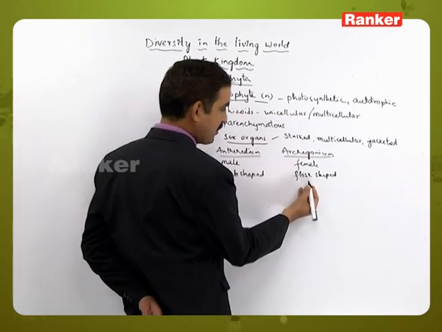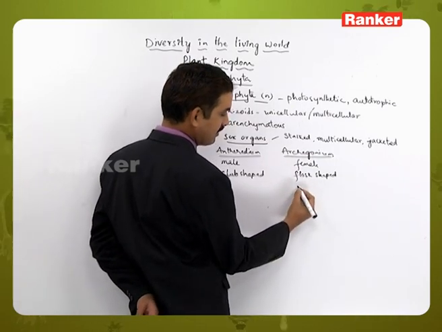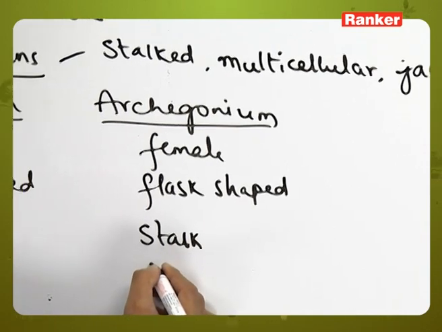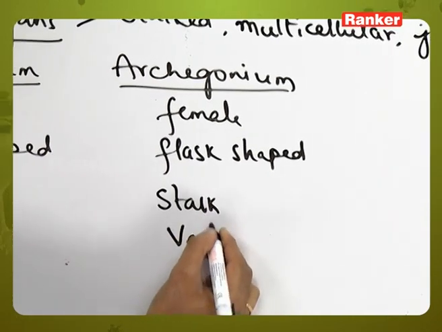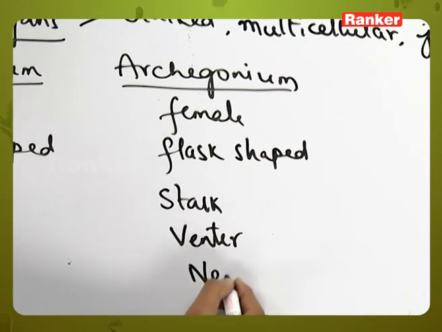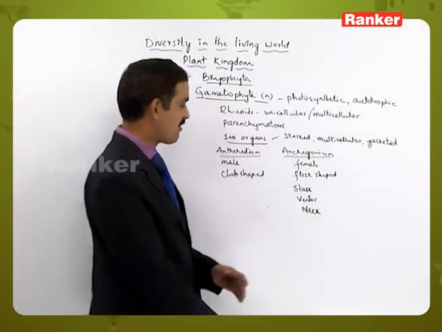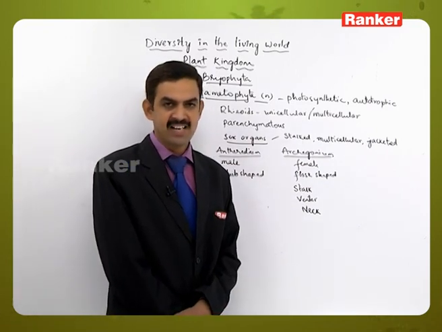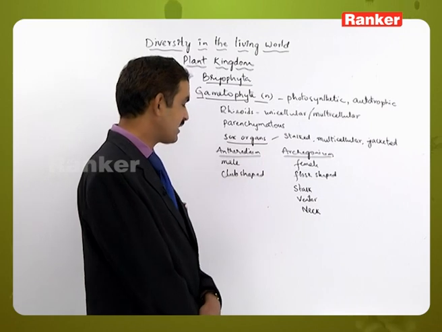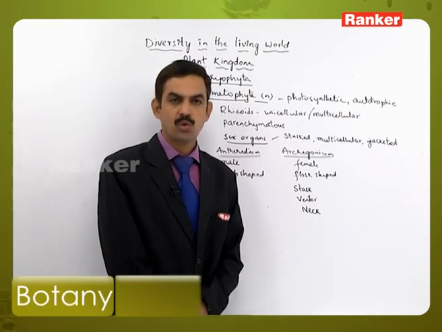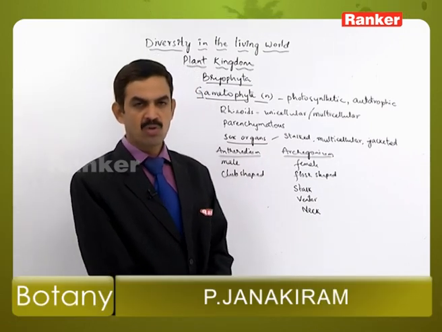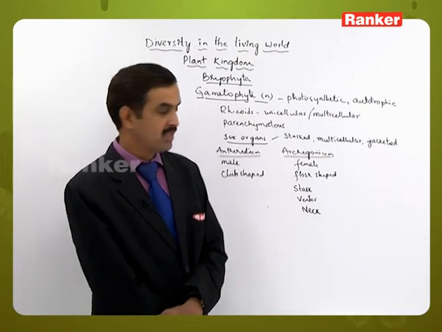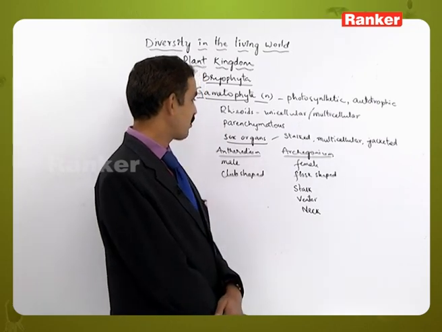Then this flask shaped structure may contain three parts: stalk, venter and neck. The venter is covered by two layers of jacket and the neck is surrounded by one layer of jacket, and above that the cover cells are also there. Whenever the cover cells are removed, it helps as a passage for the male gametes. So, likewise the sex organs are produced.